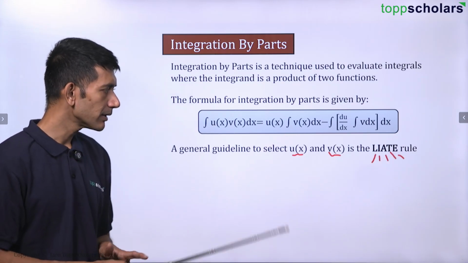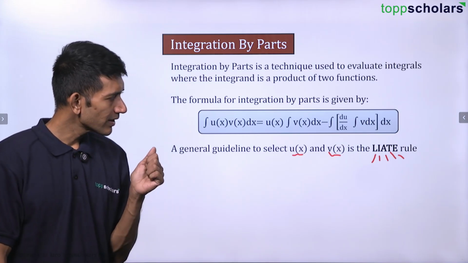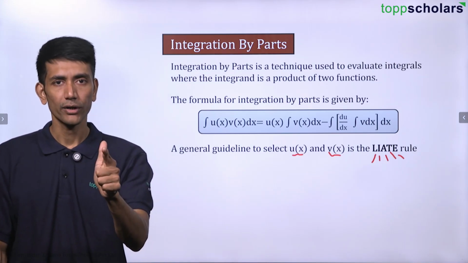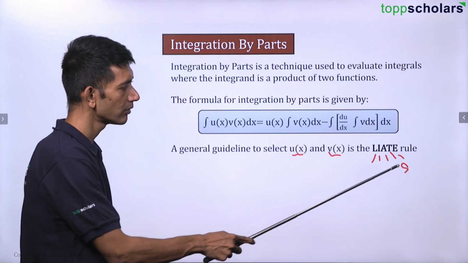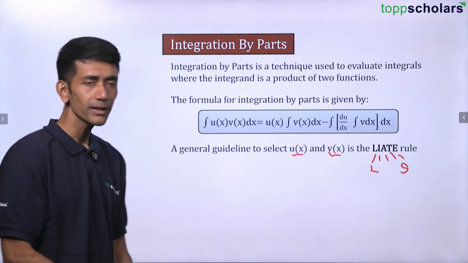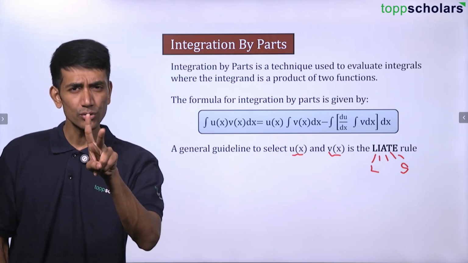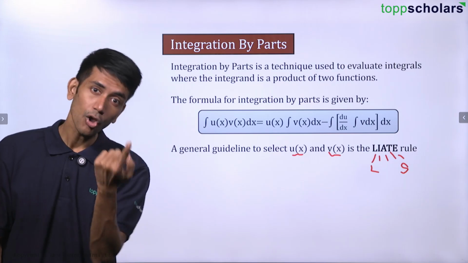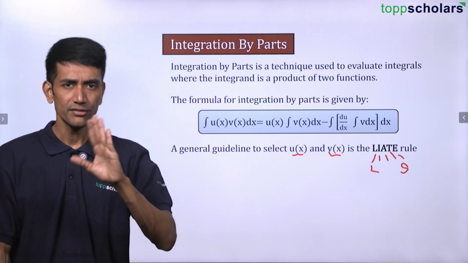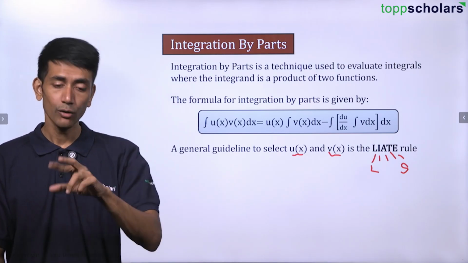I'll give you a simple example. If you have, say, sin x into log x. Sin x is trigonometric, log x is logarithmic, sin x into log x, two different functions. But according to the LIATE rule, you write down log x into sin x. If you have sin x into log x, you write down log x into sin x.